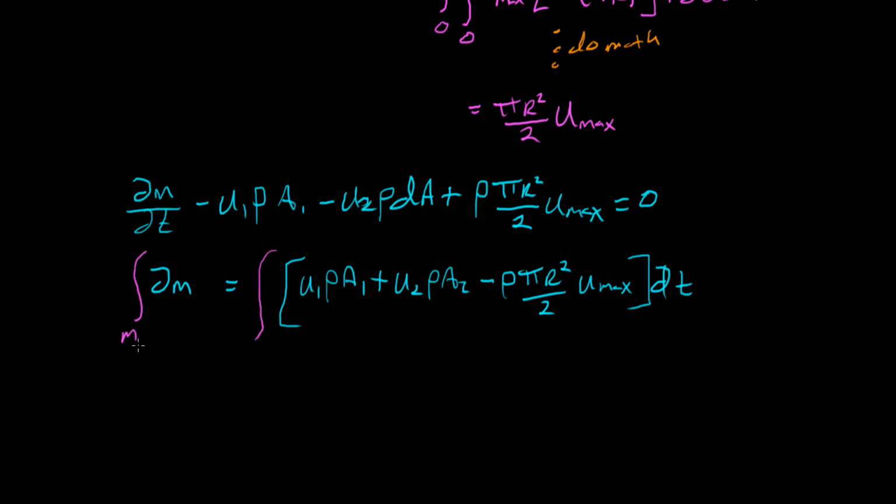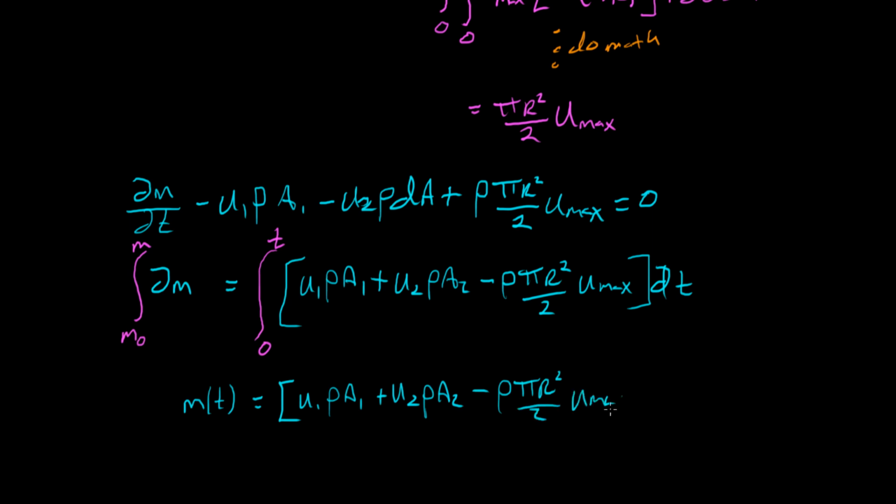This side's going to go from our initial mass, which we could call m0, to m. This side we're going to integrate from 0 to t for whatever time it is. And that's going to give us a thing that looks like this. M of t. No t's show up here, so it's just all that stuff again. u1 rho A1, u2 rho A2. Clearly we could have cleaned this up a little bit, but we didn't, so who cares? R squared over 2 u max. And all of that is going to be multiplied by t. And we're going to add to it m0, this constant of integration business, right?